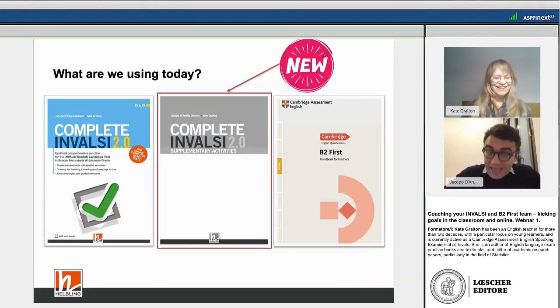So, what are we using today? The materials you'll find in these slides are taken from Complete INVALSI 2.0, which is again a brand new series of INVALSI books published by Helbling Languages. Today we're going to use the major edition, which contains 8 full practice tests for the INVALSI English language test in Scuola Secondaria di Secondo Grado.